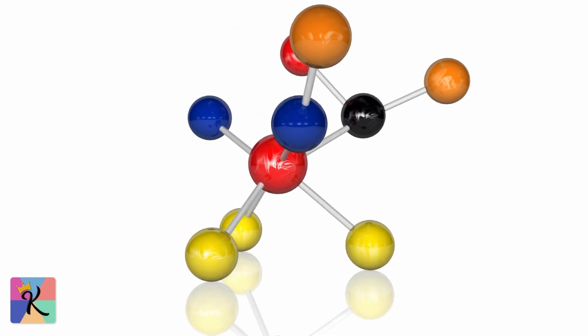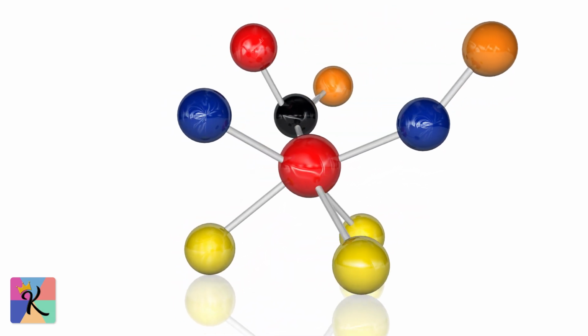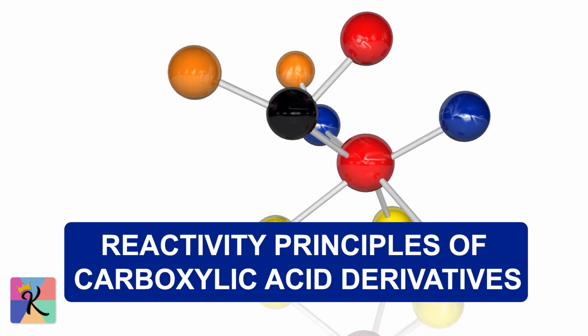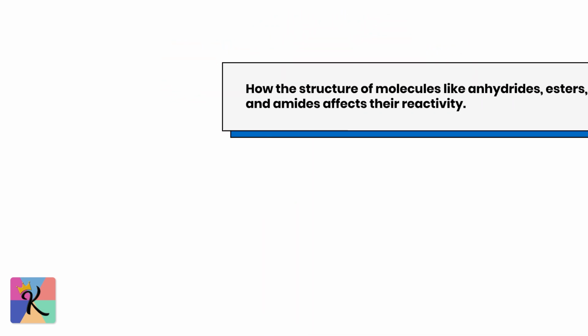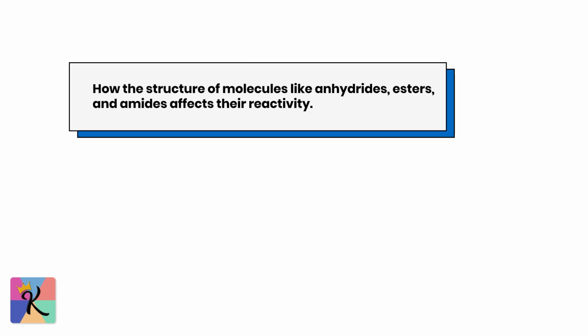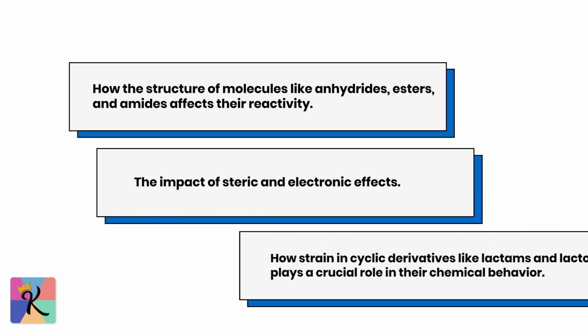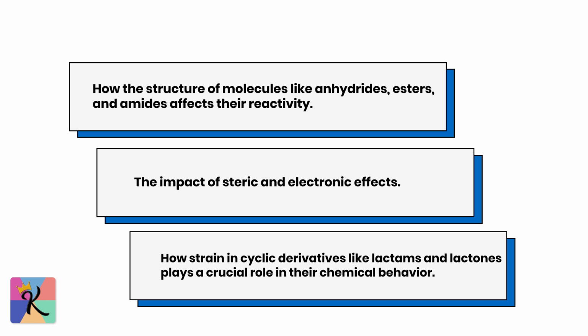Welcome back. Today we're diving into the fascinating world of organic chemistry, specifically the reactivity principles of carboxylic acid derivatives. We'll explore how the structure of molecules like anhydrides, esters, and amides affects their reactivity, the impact of steric and electronic effects, and how strain in cyclic derivatives like lactams and lactones plays a crucial role in their chemical behavior.